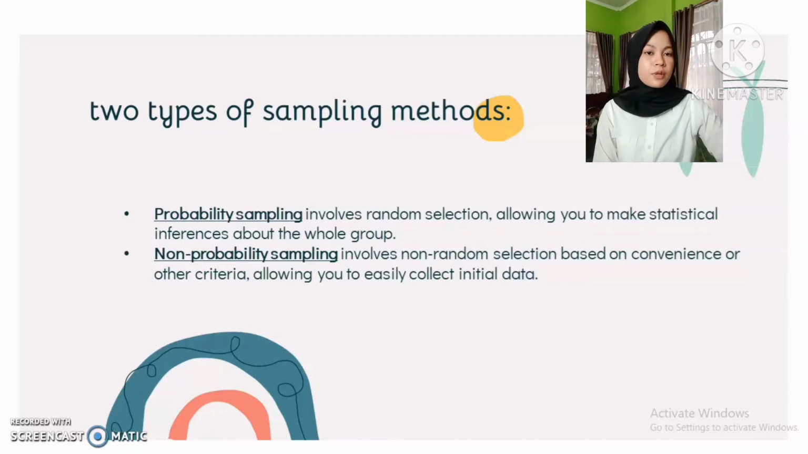There are two types of sampling methods. First is probability sampling, which involves random selection, allowing you to make statistical inferences about the whole group. And the second is non-probability sampling, which involves non-random selection based on convenience or other criteria, allowing you to easily collect initial data. You should clearly explain how you selected your sample in the methodology section of your paper or thesis.